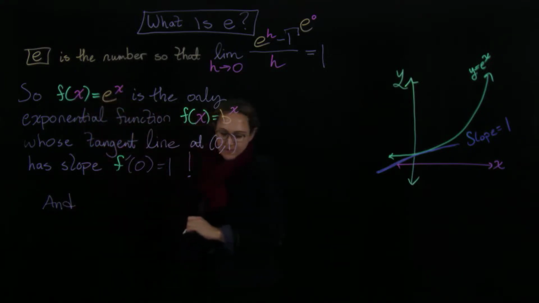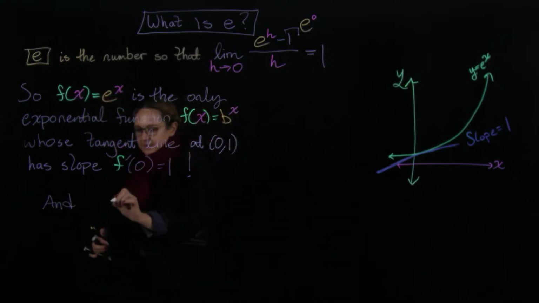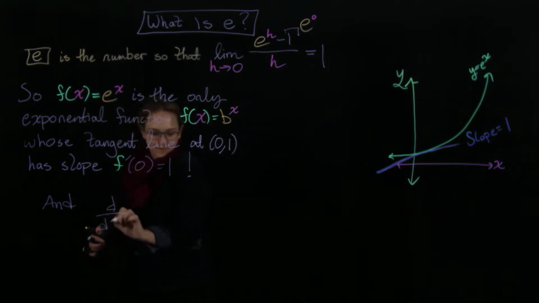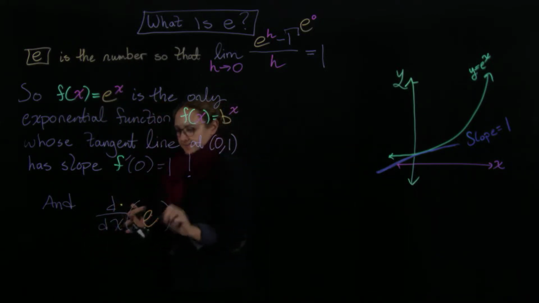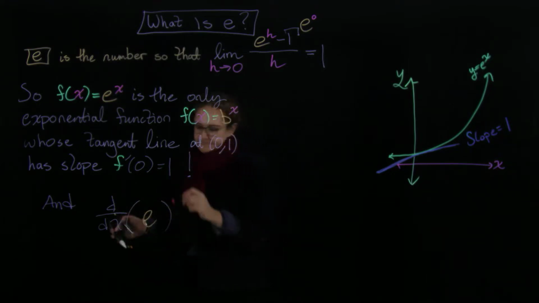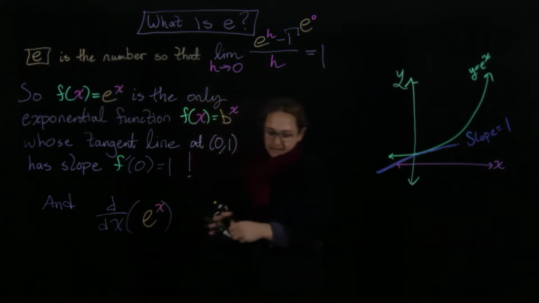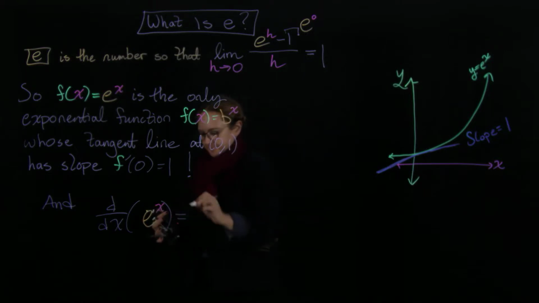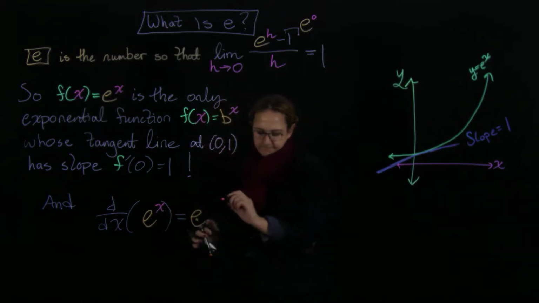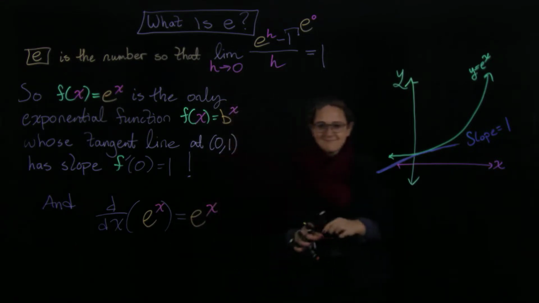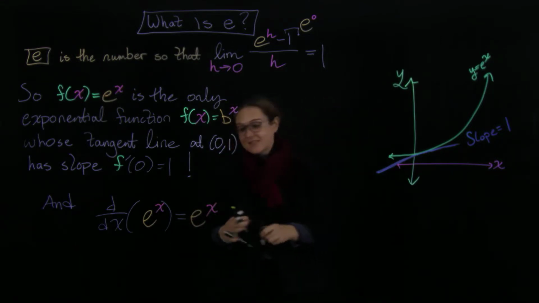Right, what do we know? We know that the derivative with respect to x of e to the x equals e to the x, i.e. taking the derivative does nothing.